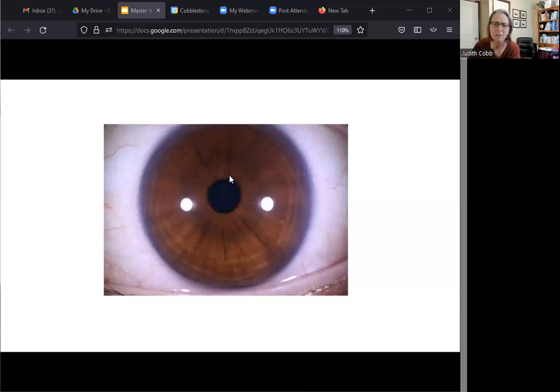When we look at her eyes, I'm going to try to get this focused really well for you. There is one little area right here that has a tiny, tiny brown pigment.